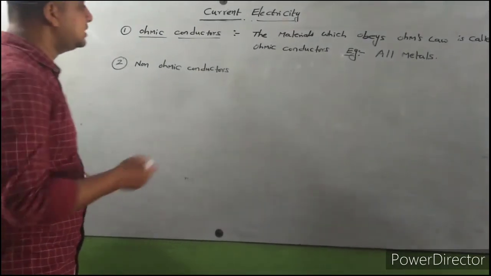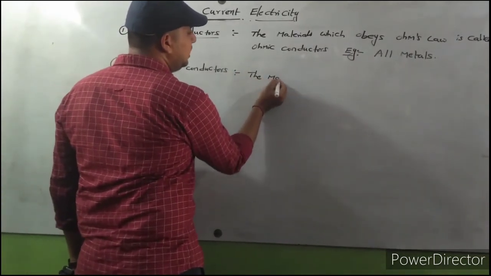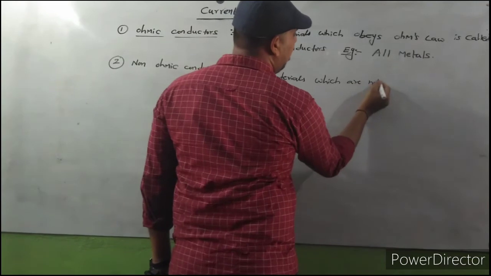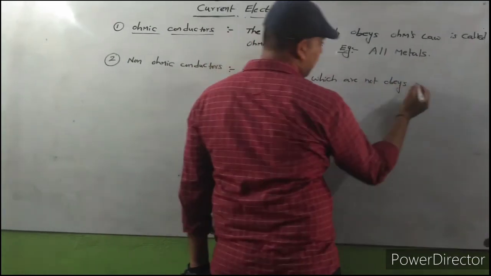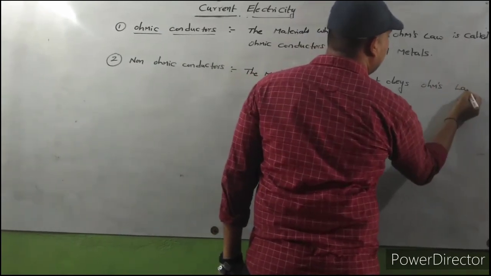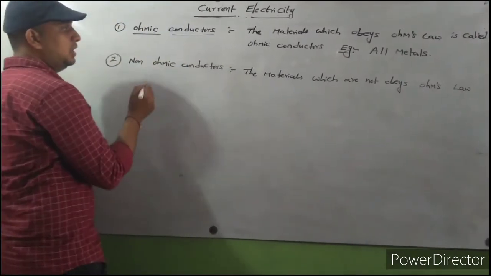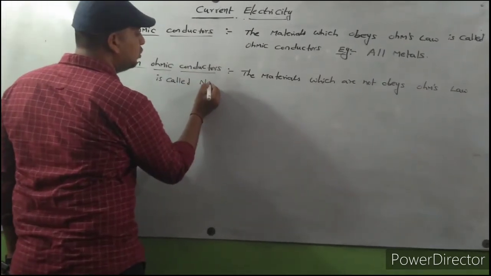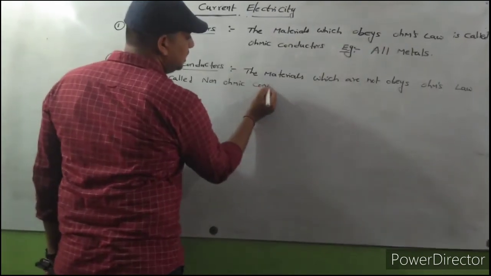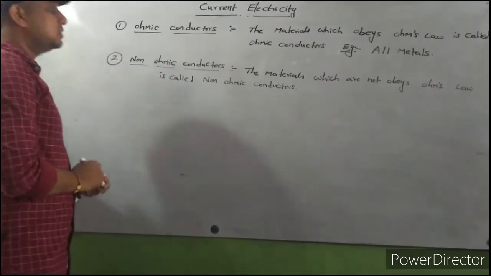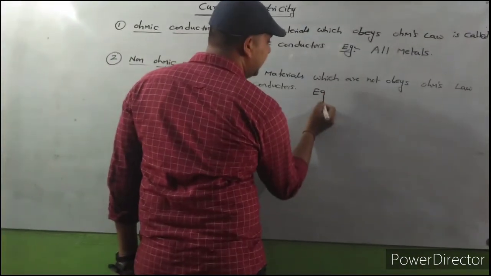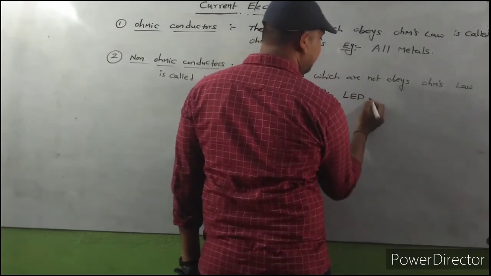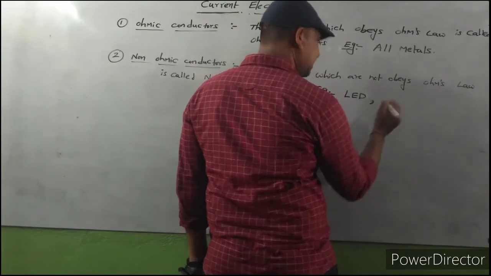Next definition: the materials which do not obey Ohm's law are called non-ohmic conductors. Examples are LED and semiconductors.